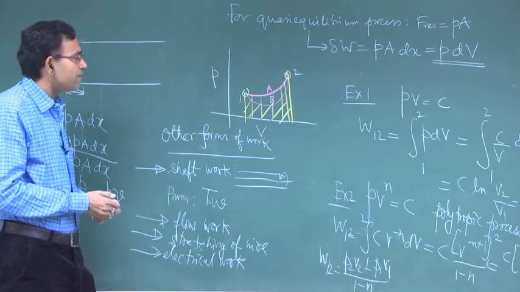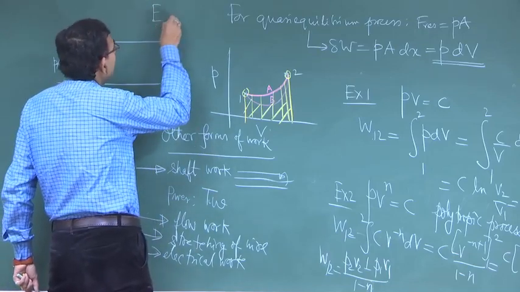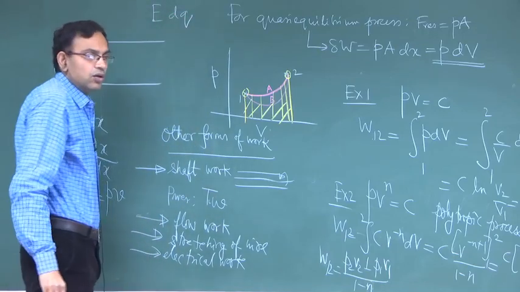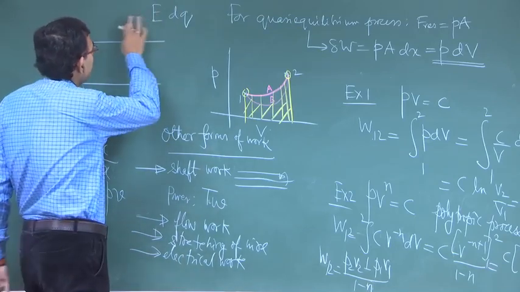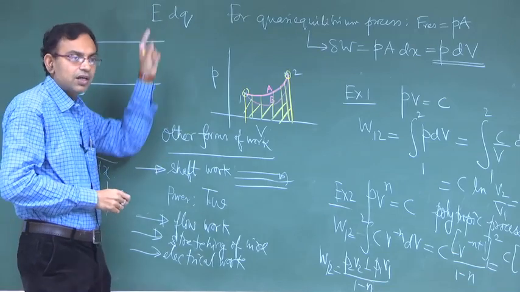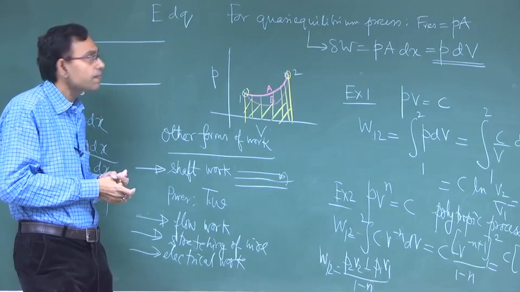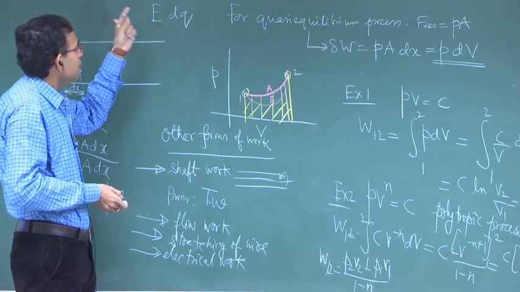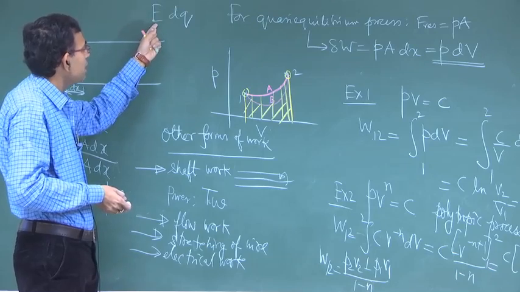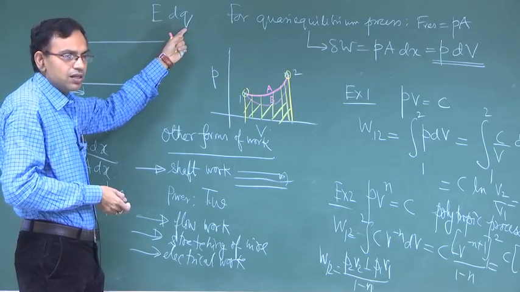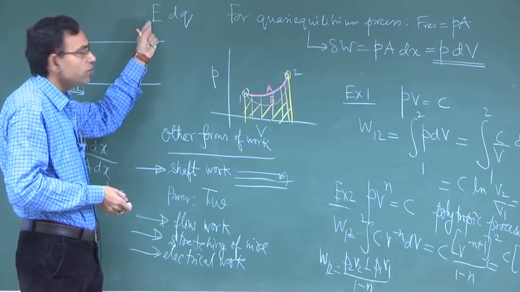So, if you have an electrical potential E and you are charging with a charge dq, then the work done in this case, plus or minus, I will come to later, because the sign convention of work we have not yet discussed. But if you have an electrical potential E and a charge dq, the work done associated will be proportional to E into dq.